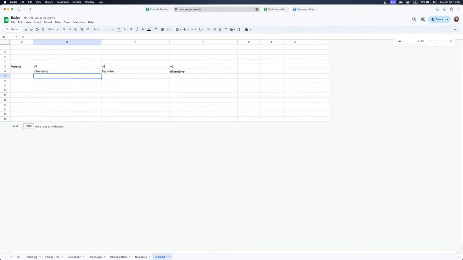So intransitive verbs only have the subject generally in a language like English. Sometimes it might be the patient, but in English it's generally the subject or agent. So I sleep, he falls.